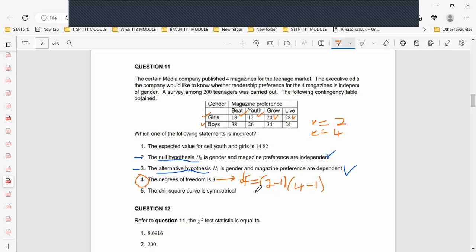Which will give us 2 minus 1 is 1. Then open bracket, 4 minus 1 is 3. So here, 1 multiplied by 3 is equal to 3. So option 4 is correct. That's how you calculate degrees of freedom when you are dealing with the chi-square test of independence.